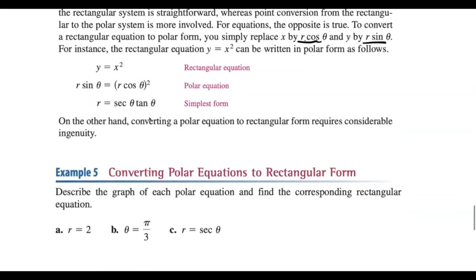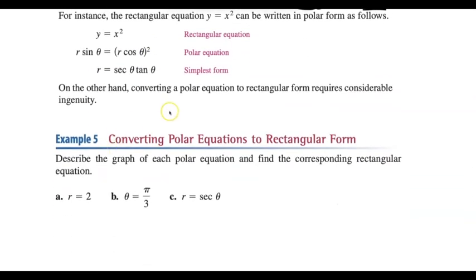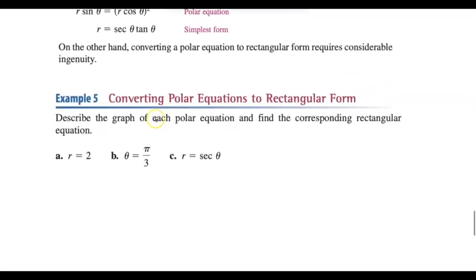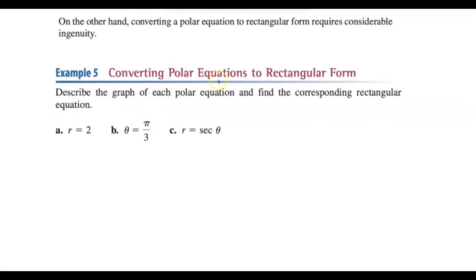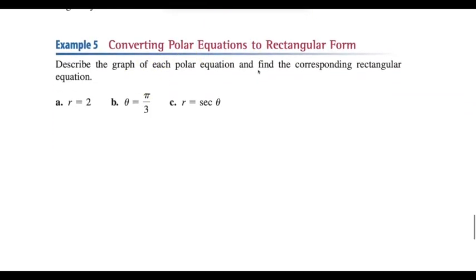On the other hand, going the opposite way, if you have polar and you want rectangular, you do a little more work. Describe the graph of each polar equation, find the corresponding rectangular equation. So we have to keep in mind that the equations we have to use are this, and tan of theta equals y over x.